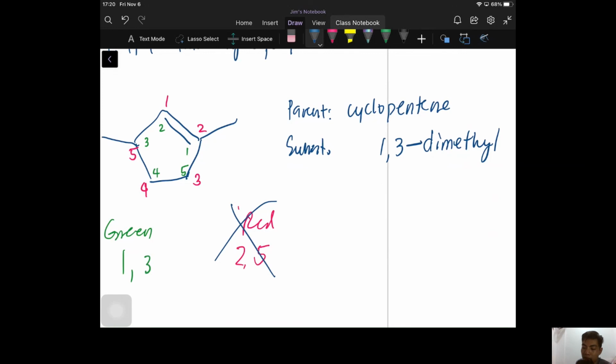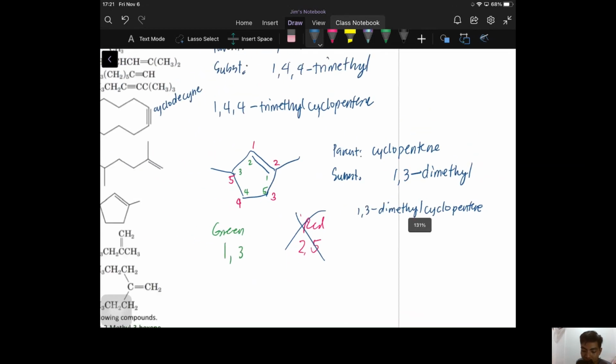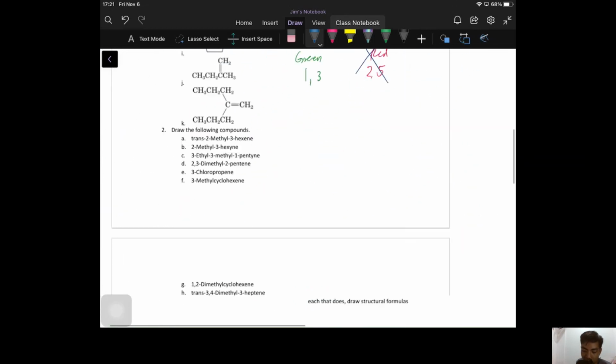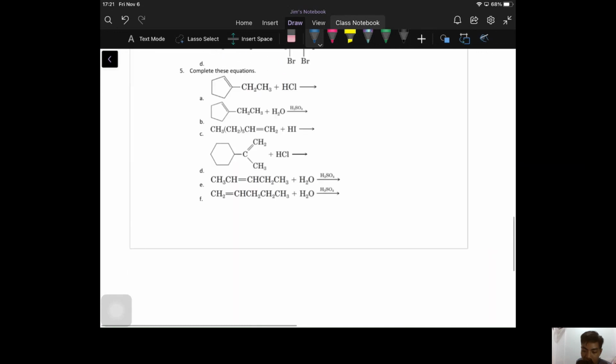Ano yung locant nila? Ano yung number? 1, 3. So, ang kanyang complete name ay 1,3-dimethylcyclopentene. Okay? So, 1,3-dimethylcyclopentene. So, ganun lang. Hanap pa tayo ng pwede pangalanan. Okay, wala na pala.